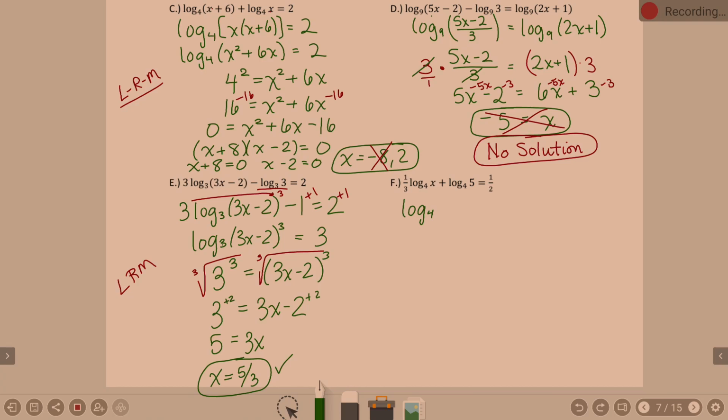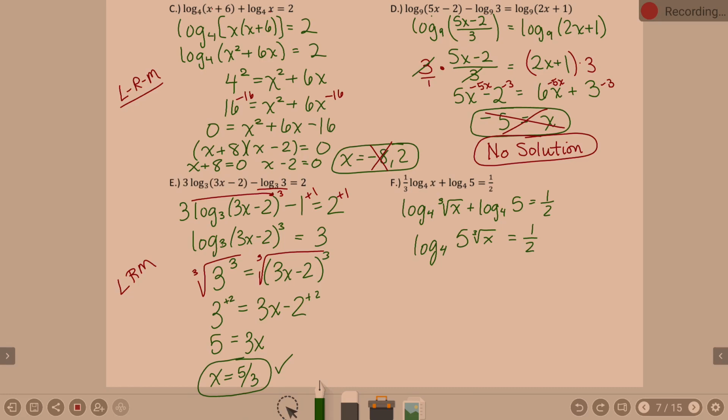So I'm going to write this as log base 4 of the cube root of x plus log base 4 of 5 equals 1/2. Now that I've moved that power, 2 logs being added can be rewritten as 1 log where the insides are multiplied. So I'm going to write it as log base 4 of 5 times the cube root of x equals 1/2.